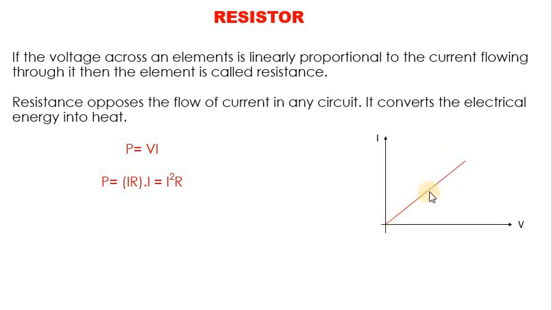So what is it representing? It is representing a resistive element. And resistance always opposes the flow of current in any circuit, and it converts the electrical energy into heat. As we know that P is equal to VI, and if I put V equals I into R, then the P will become I square into R. So this is the amount of energy that is being dissipated.